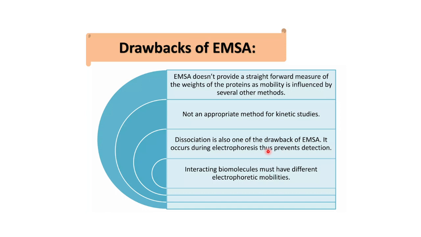So you have to be very careful with all of this, and it's a very sensitive method. Any kind of contamination can affect your DNA or RNA. If it's RNA, it's very difficult to perform different studies. And interacting biomolecules must have different electrophoretic mobilities. So if you're studying the same kind of biomolecule, it becomes very challenging.